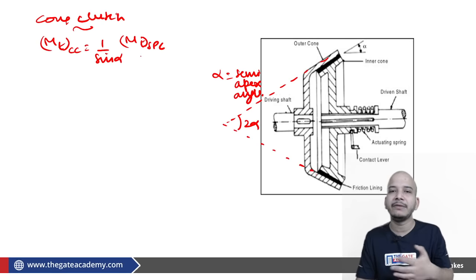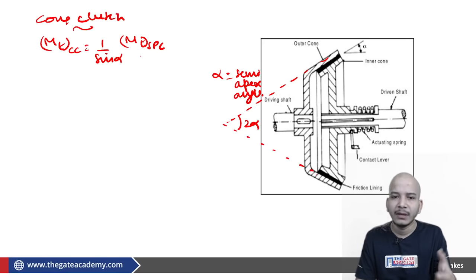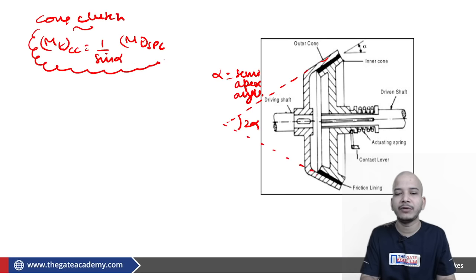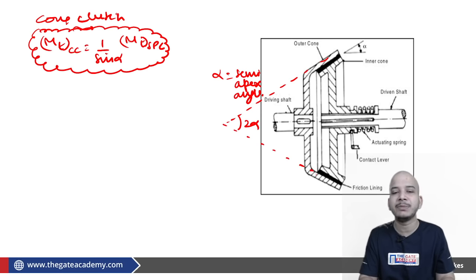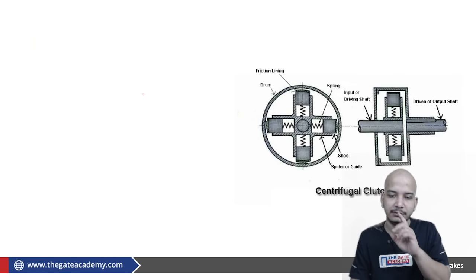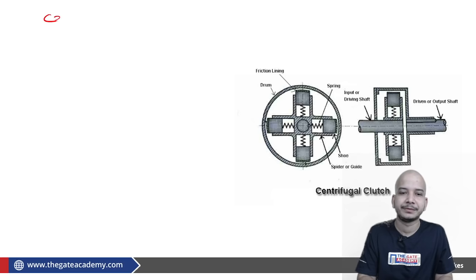Of course, once again it will have its own problems. Fine. This is not very important. The only thing which you have to take from here is that the torque transmitting capacity will increase by 1 by sine alpha times. Now let us lastly talk about the centrifugal clutch.